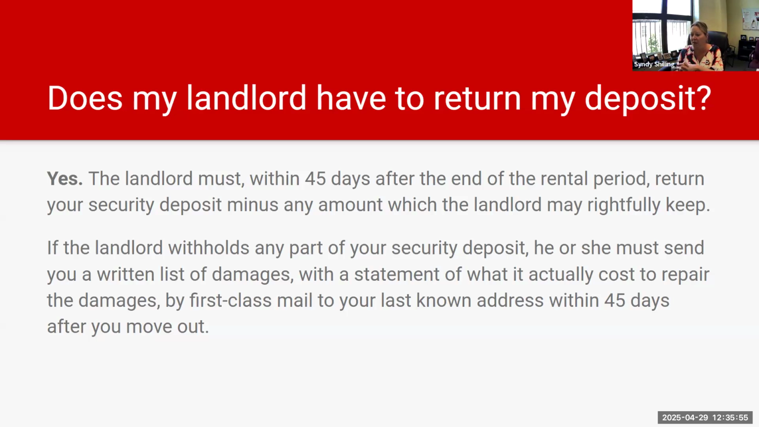And they have to do that at your last known address that you provided to the landlord, and they do it by first-class mail. So you want to be watching out. Now, you may have other arrangements. You may arrange that you paid your rent via Zelle or some other electronic form, and you have an agreement that it's going to be returned. But if not, it defaults to first-class mail.